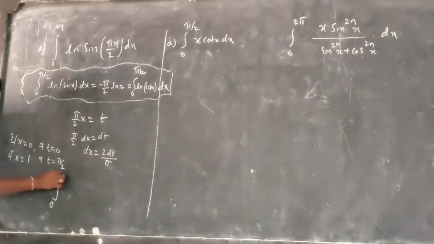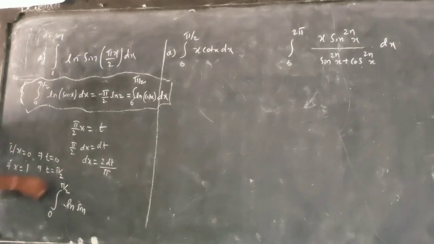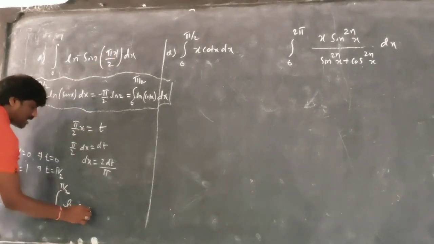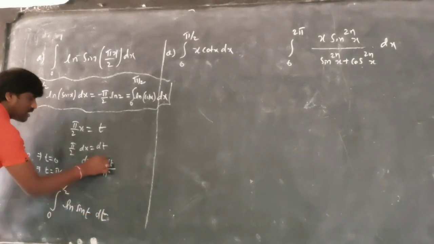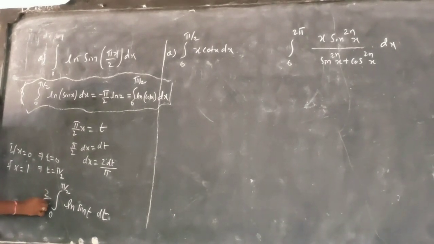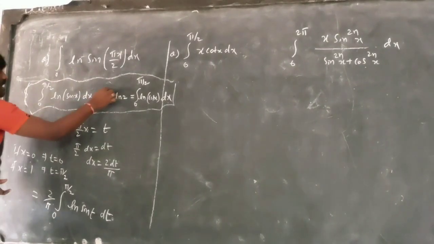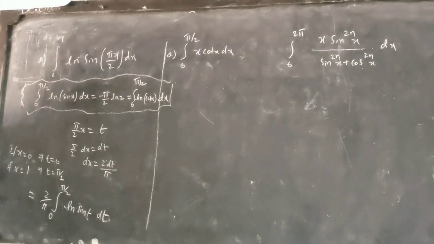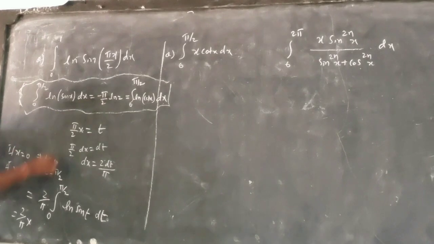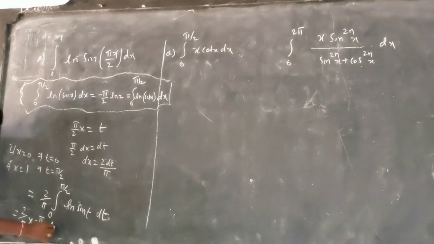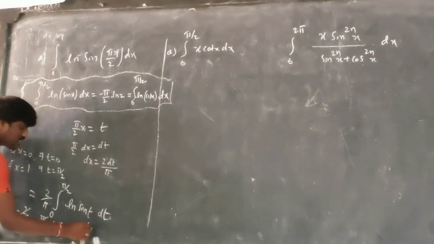So this question is going to change to the integral from 0 to pi/2 of ln sin t, and I am getting dx as 2 times dt/pi. So I can take 2/pi out. I told you to remember the answer: minus pi/2 ln 2. So by shortcut I can write this as 2/pi into minus pi/2 ln 2. Pi gets cancelled, 2 gets cancelled, and the answer is minus ln 2.